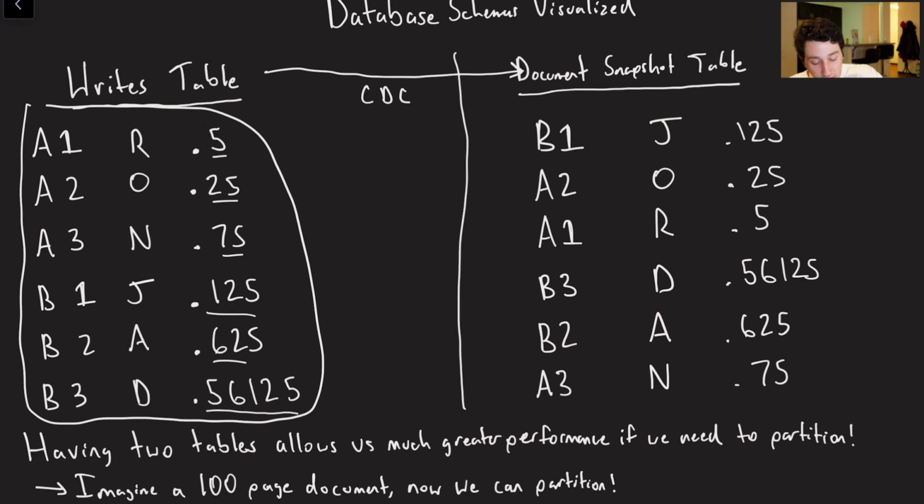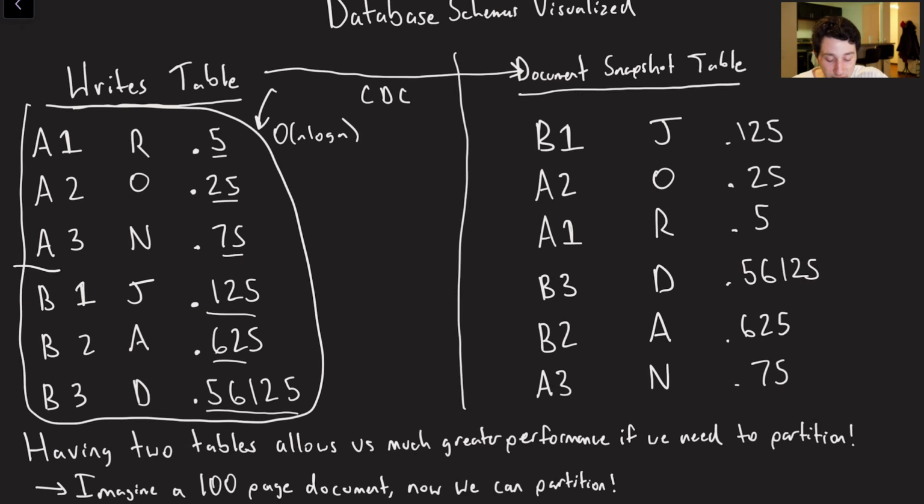Now again, if I wanted to recreate the whole document, I would have to take all of this and I would have to sort it by this column right here, which is again going to be O of n log n, where n is the number of characters in our document. And if you have a 100-page document, that is not trivial.